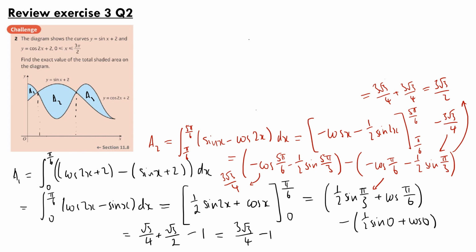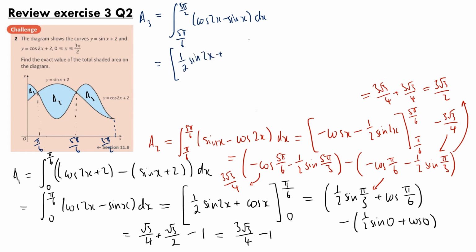And finally, doing the same for the last area, area 3. So remembering the points of intersection, so this here was pi over 6, this is 5 pi over 6, and this here was 3 pi over 2. So this time we're integrating from 5 pi over 6 to 3 pi over 2. And this time the cos graph is on top of the sine graph, so we'll have exactly the same as in the first integral. So cos of 2x minus sine x dx. So integrating this, we'll have the exact same, a half sine of 2x plus cos x from 5 pi over 6 to 3 pi over 2.